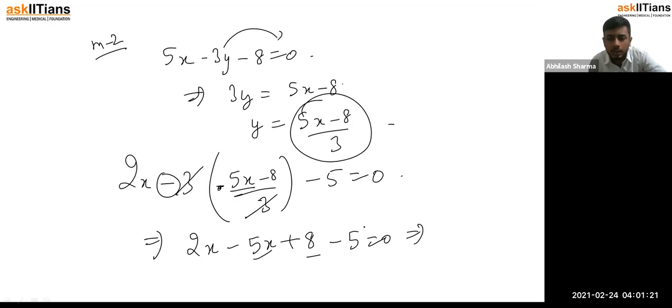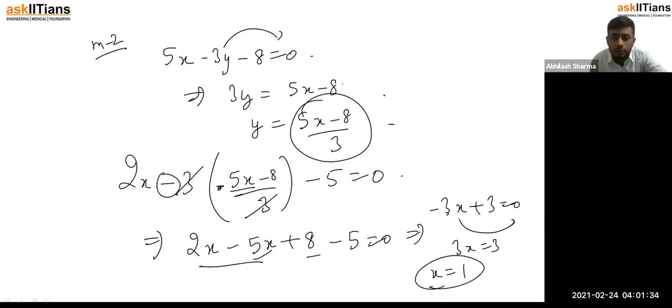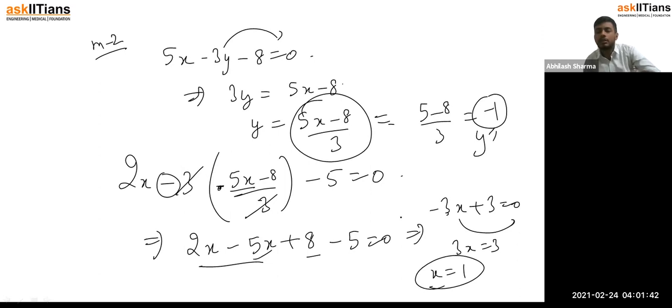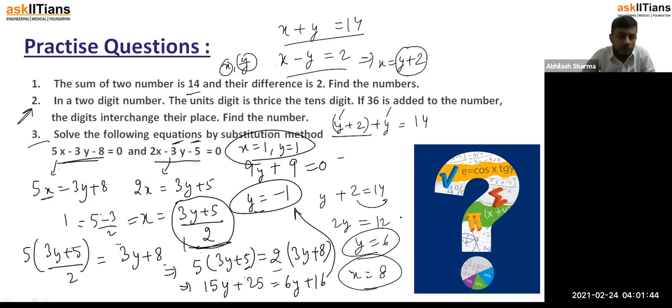So what are we getting? 2x minus 5x will be minus 3x, plus 3 is equal to 0. Take this here. So 3x equal to 3. So x comes out to be 3 by 3, which is 1. Substitute this value here. So 5 into 1 will be 5, minus 8 is minus 3, by 3, minus 1. So y will be minus 1. x will be 1. That is the solution. Okay. So that's the way we will solve.